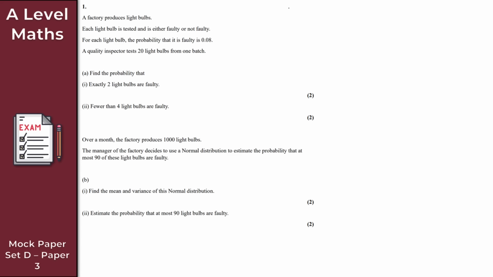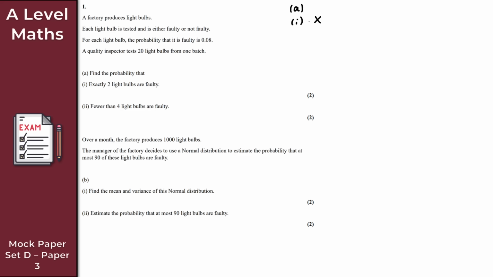So let's start right at the very top. Part A is split into part 1 and part 2. For part 1, we want to find the probability that exactly 2 light bulbs are faulty. So we need to recognize the distribution that we're working with. If you see it mention mean and standard deviation, then it's clearly the normal distribution. If not, it's going to be the binomial distribution, right? As we can see here, we've got this probability. That is the probability of success, which isn't really success because it's going to be faulty, but you know what I mean, right? So I'm going to choose X here as our random variable.